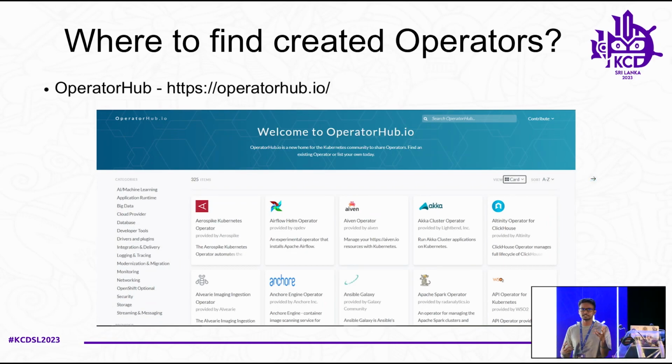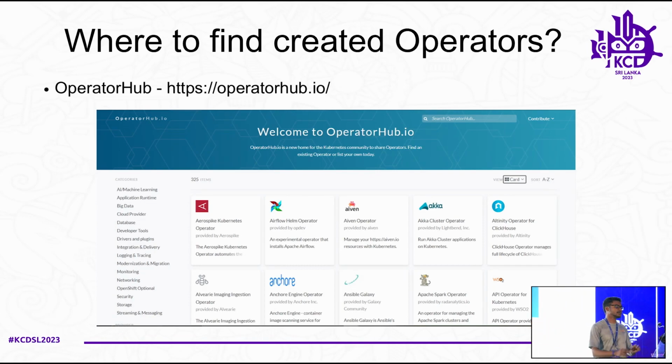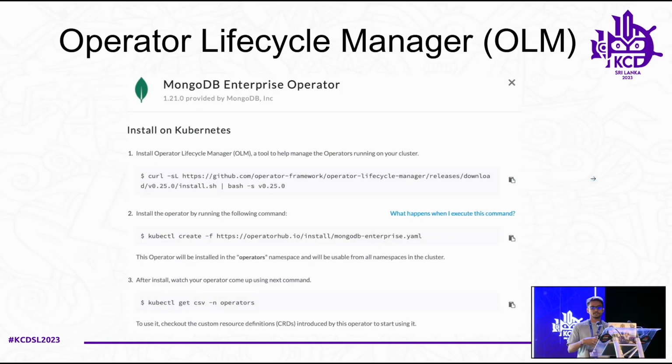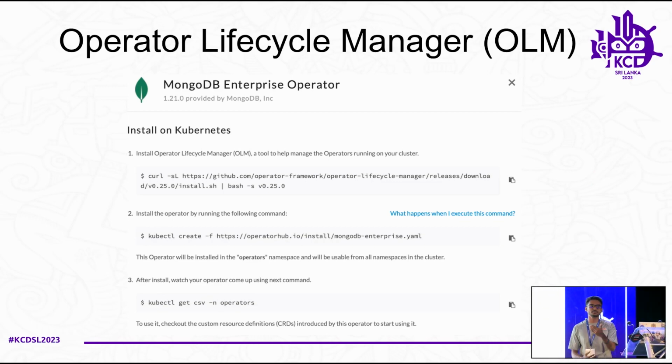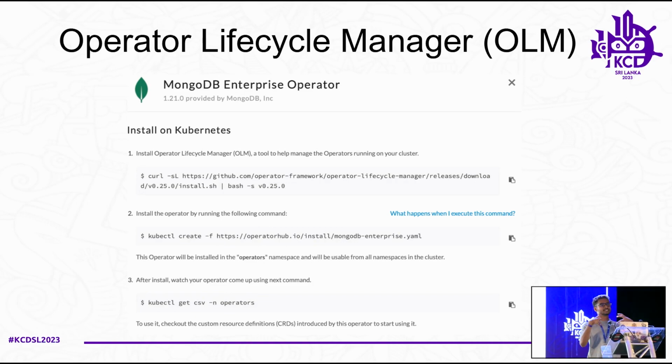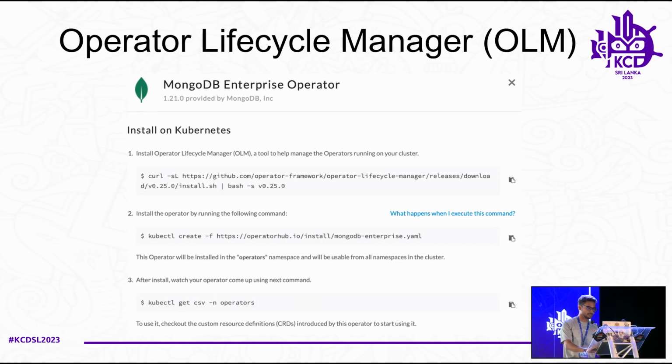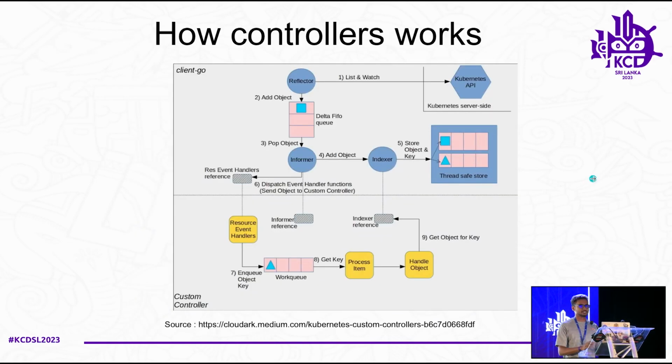Where do you find these operators that were created by other people, the community? You can simply go to operatorhub.io, and there's a huge collection of operators that are already created. And when you want to install an operator into a cluster, you'd have to use the OLM, or the Operator Lifecycle Manager. So I'm just giving a brief introduction on these things, so I'm not going to go into much detail.